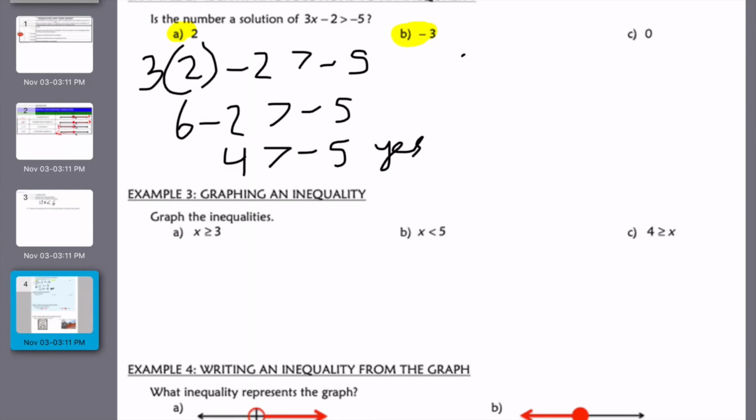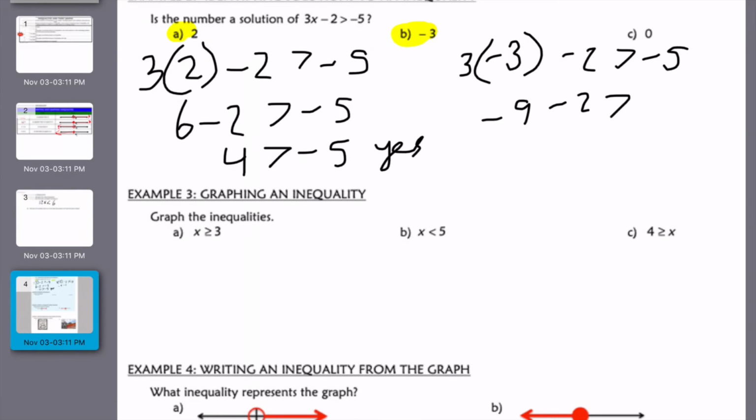So this is 3 times negative 3 minus 2 is greater than negative 5. Well, 3 times negative 3 is negative 9, minus 2. Well, negative 9 minus 2 gives me negative 11. And I can tell you that negative 5 is not less than negative 11. So, no, that's not a solution.